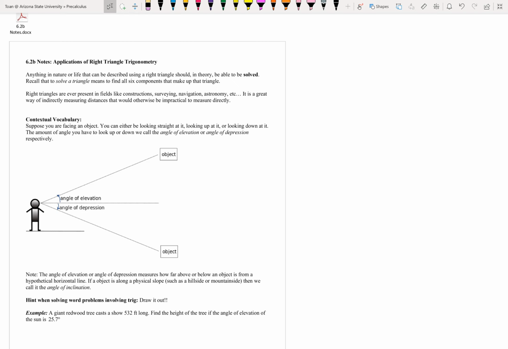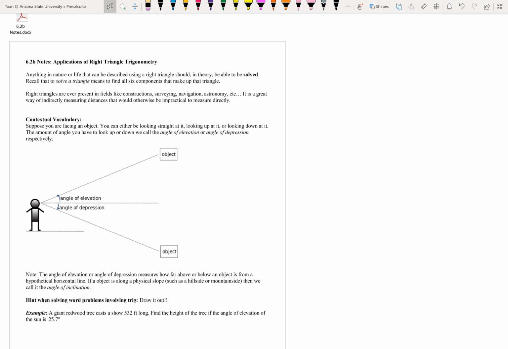Recall that to solve a triangle just means to find all 6 components, 3 angles and 3 side lengths, that make up the triangle. The reason why we study right triangles is because there are a lot of things in life that can be described using right triangles. You'll see right triangles in construction, surveying, navigation, astronomy, and so on. The list is near endless. Basically, any situation where you want to indirectly measure something that might be impractical otherwise, that is the job for trig. So how do you think people figure out how tall mountains are or how far away planets are? It's all trig.